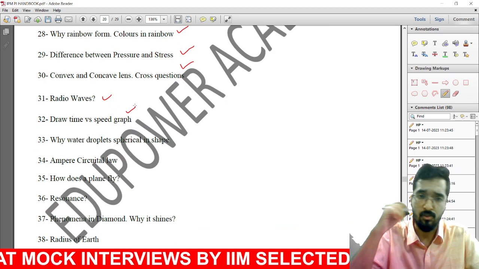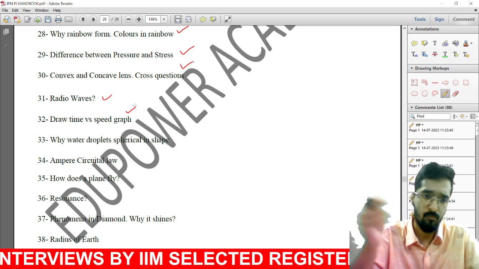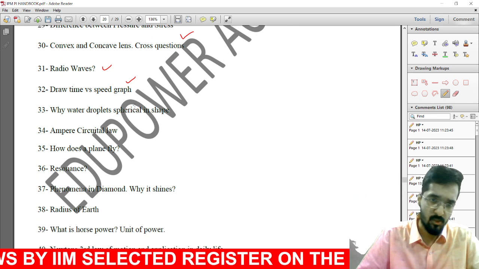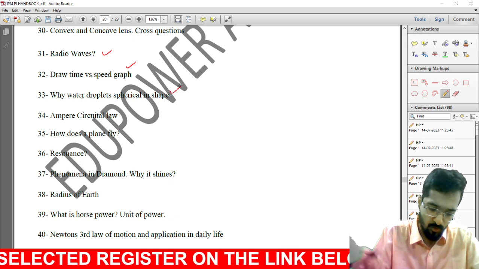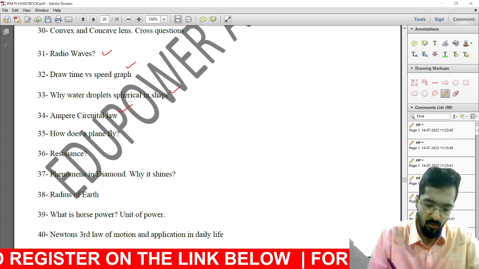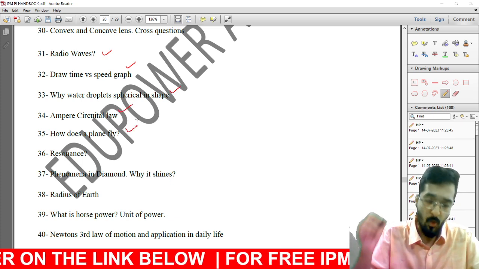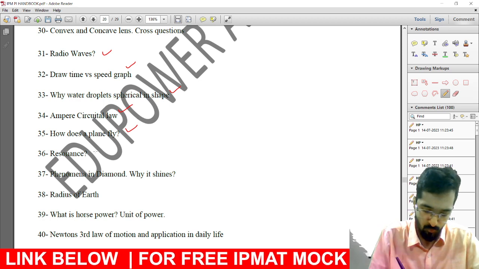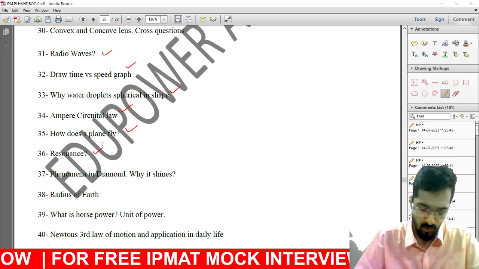Again, the speed time distance chapter is there in your class 11-12. Please go through it. Why are water droplets spherical in shape? This is a question related to surface tension. Ampere's circuital law. Why does a plane fly? Resonance. It's there in the sound chapter.